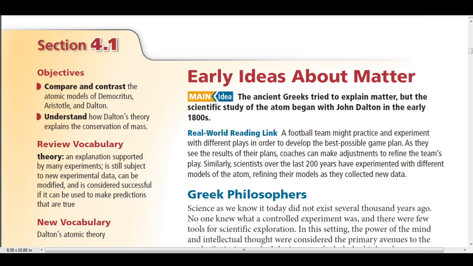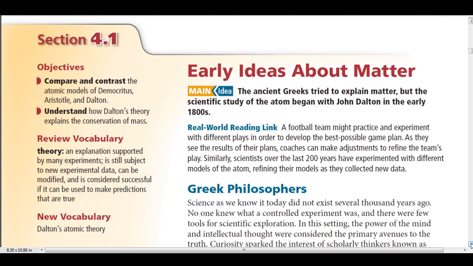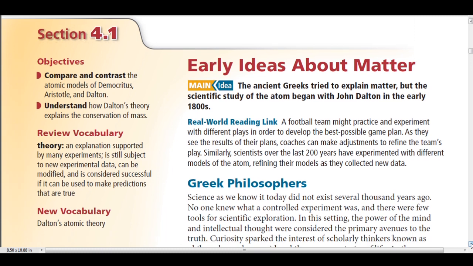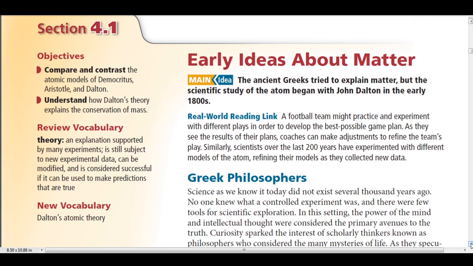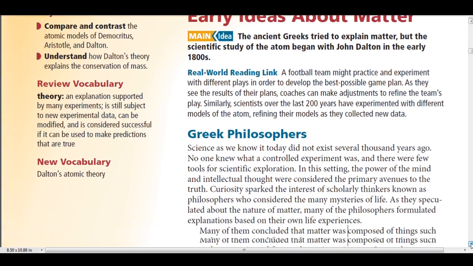This is section 4.1, the structure of the atom, early ideas about matter. The objectives of this lesson are to compare and contrast the atomic models of Democritus, Aristotle, and Dalton, and to understand how Dalton's theory explains the conservation of mass. Some vocabulary review will be theory, and some new vocabulary we'll come across is Dalton's atomic theory.